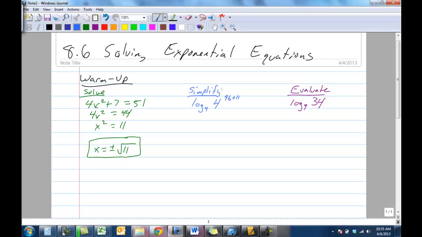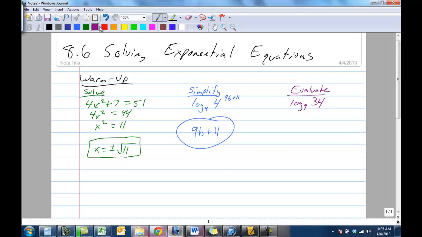All right. Number 2, log base 4 of base 4 raised to the 9b plus 11 power. Log base 4 and base 4 are enemies. So those cancel out and you're left with 9b plus 11. That's it. It's not an equation. We can't go any further. All right.